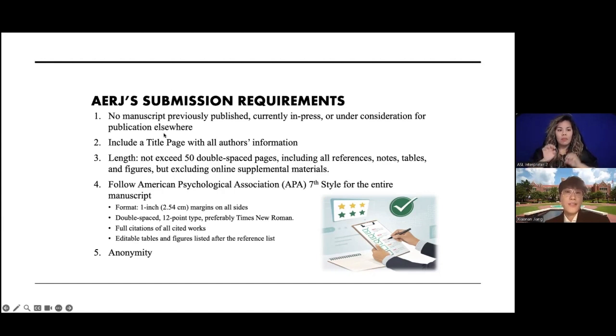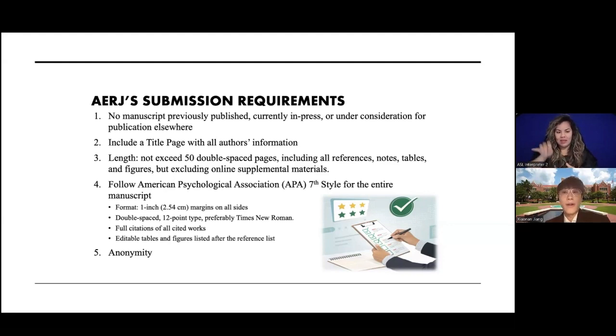Third, the length of your manuscript should not exceed 50 double-spaced pages, including all references, notes, tables, and figures. Authors need to put all tables and figures after the reference list instead of putting them in the main body of the manuscript. If any figures and tables exceed the 50-page limit, you need to submit them separately as supplementary materials. Fourth, please follow the newest APA style for the entire manuscript.